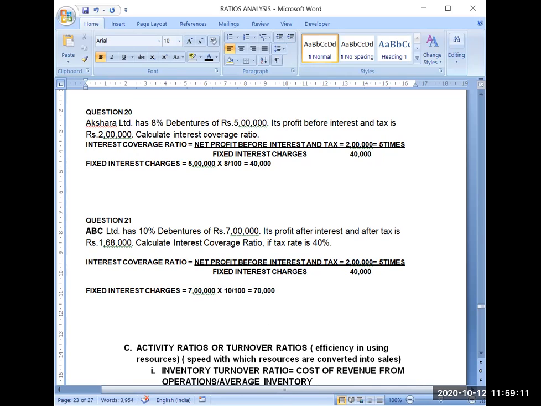Now how will I calculate net profit before interest and tax? Net profit before interest and tax is equal to, it is given 1,68,000, and I have to add tax also and I have to add interest also. Now first see this term, it is given 40%. Here the amount of tax is not given. If it had been given in absolute terms, how much tax was paid by the company, it would have been easy. But now it becomes a little bit tricky.